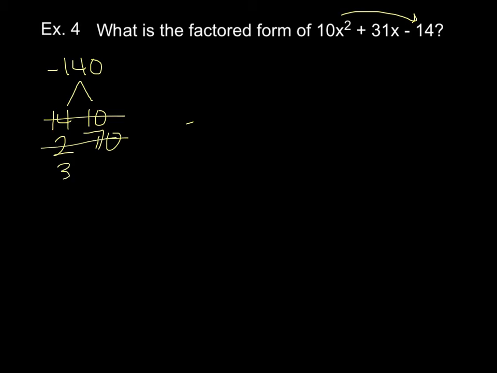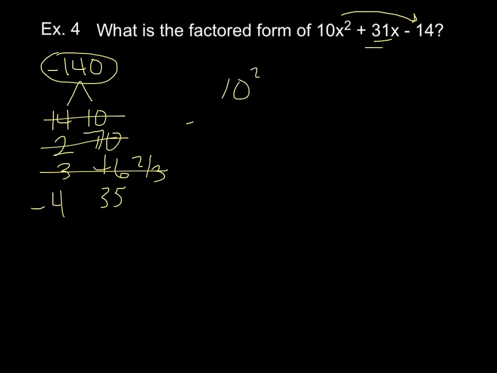So then I'm going to go to 3. Well, when I do that, I'm going to get 46 and 2/3. Well, that doesn't work because they're not both whole numbers. They're not integers. Okay, so 4. If I take 140 divided by 4, I get 35. Well, those two I can get to be 31. If I make it negative 4 and positive 35, so that I still get my negative 140, they also give me a positive 31.